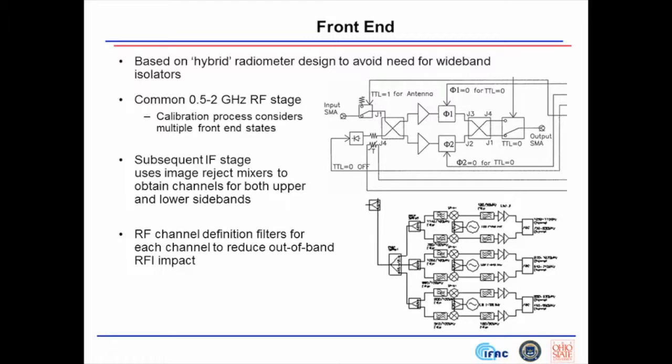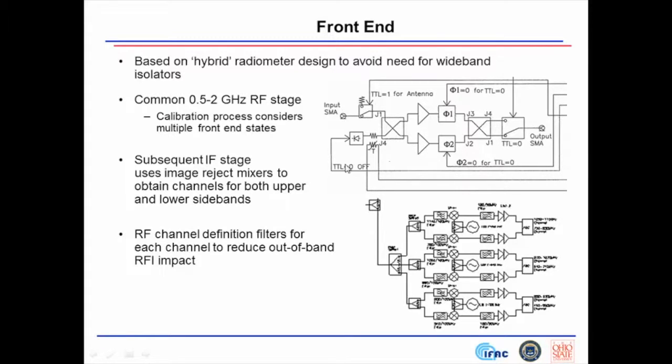So we chose this sort of hybrid approach in radiometry that a few other missions have followed, in which you don't have a Dicke switching process directly. You have a combination of antenna and reference load looks simultaneously that go through this so-called hybrid radiometer design, and then you can still calibrate the system. It's a little bit more complicated calibration process.